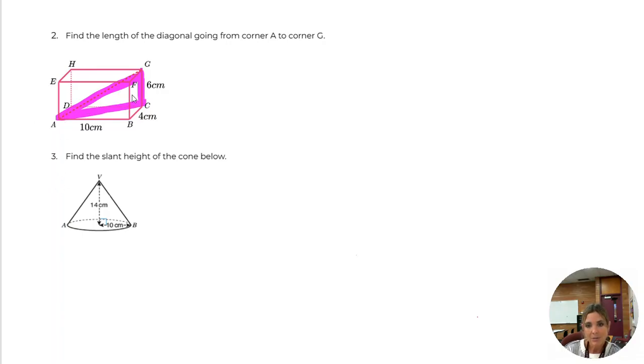So in order to find diagonal AG, we're going to have to use the Pythagorean theorem a couple of times. We're going to use this leg, which is 4, and this leg, which is 10, to find this diagonal right here. So we really have this green triangle. We know that this leg is 4. We know that this leg is 10. We're going to use that information to help us find side C.